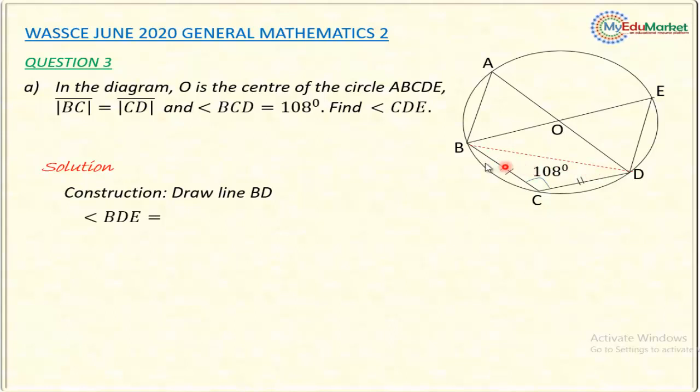So angle BDE. This angle will be 90 because this is a diameter, since O is the center. This passes through the center of the circle, so it is a diameter, which means this will be a semicircle. And the angle in a semicircle subtended by a diameter is 90 degrees. So angle BDE will be 90, and the reason is angle in a semicircle.